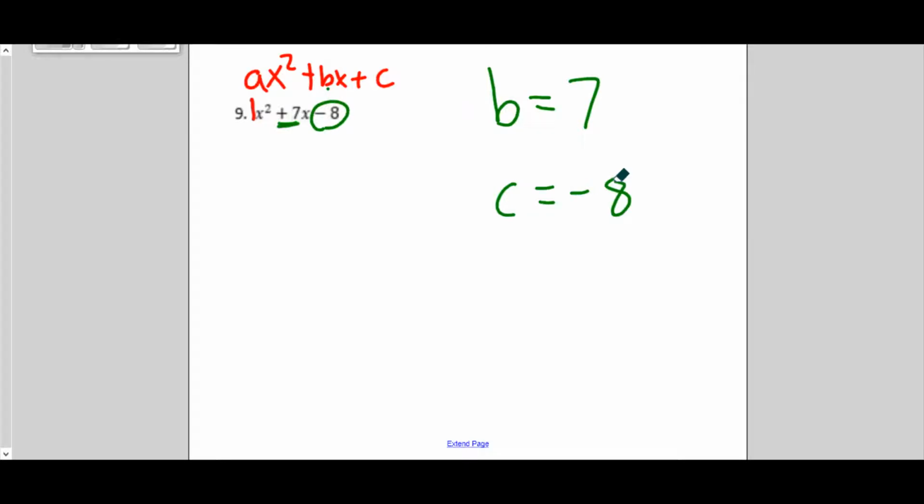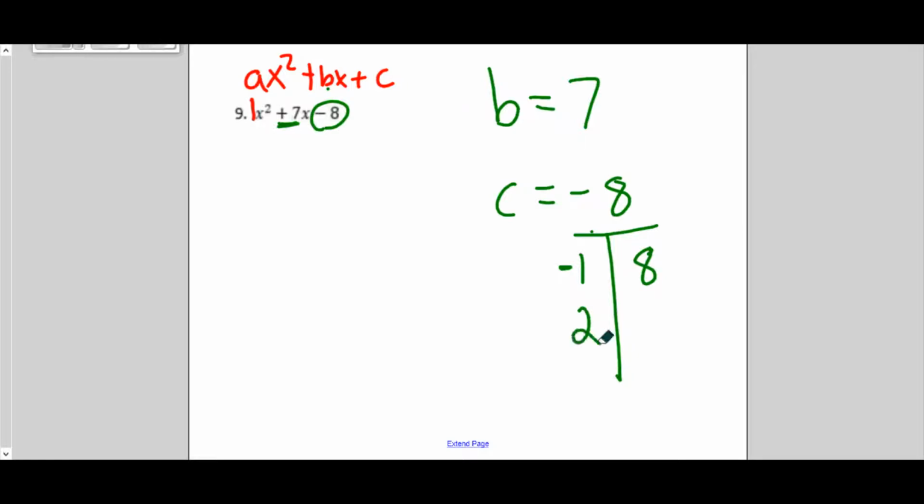So now I'm going to have to multiply to negative 8. So I'm going to need one positive number and one negative number. So for 8, I'm going to do 1 times 8 is positive 8. If I want it to be negative, I'll put the negative with the 1. Then negative 1 times 8 is negative 8.